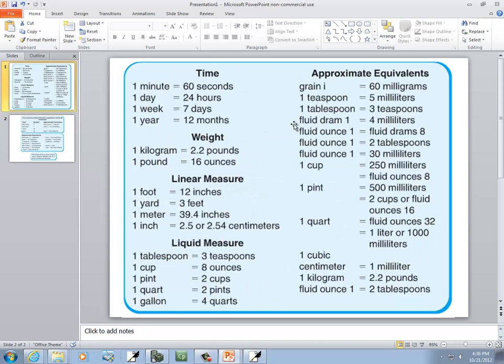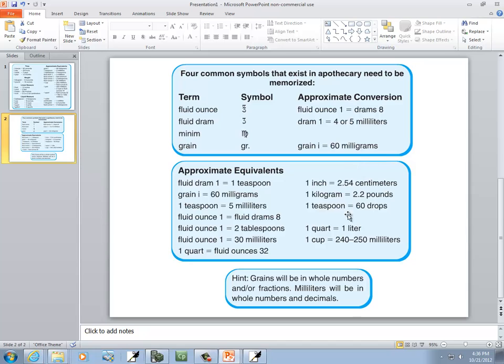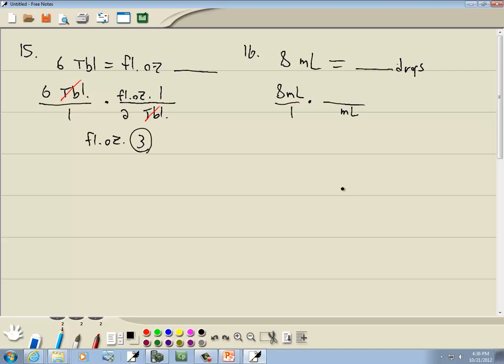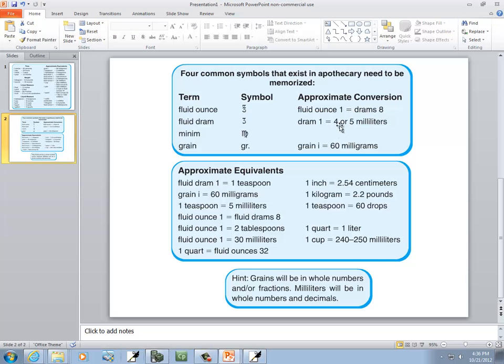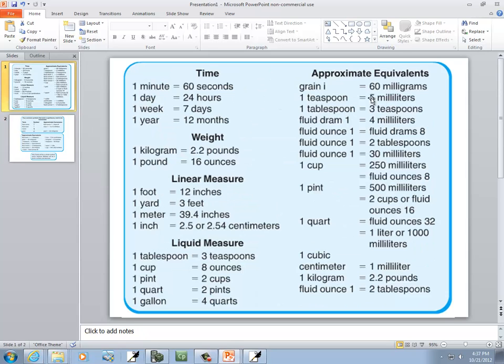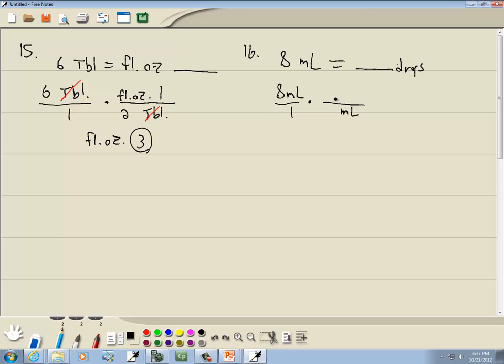I don't see any other drops. Well, that's my only one. 1 teaspoon is 60 drops. So 60 drops can be put into terms of teaspoons. So I want to see if I can tie milliliters to teaspoons. Go about it indirectly. And I think I had that over here, didn't I? 5 milliliters is 1 teaspoon. Okay, so 5 milliliters is 1 teaspoon.